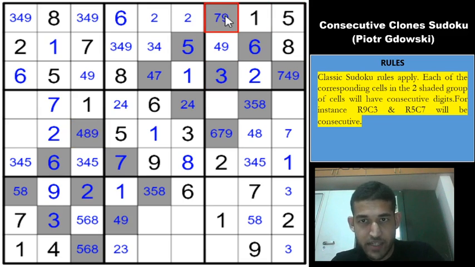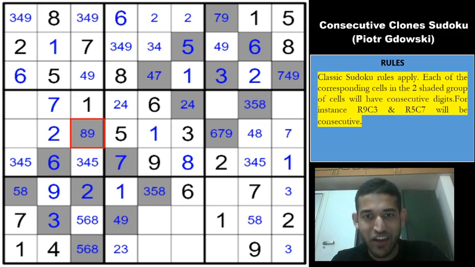And the moment we write 7 and 9 here, we can eliminate the 4 from there, right? So this will be 8 and 9. And now 9 is not possible. Clean, guys. Look how clean the logic is. It's progressing step by step.